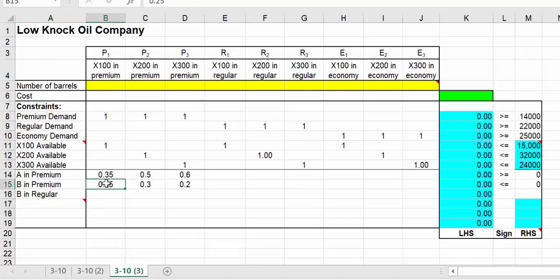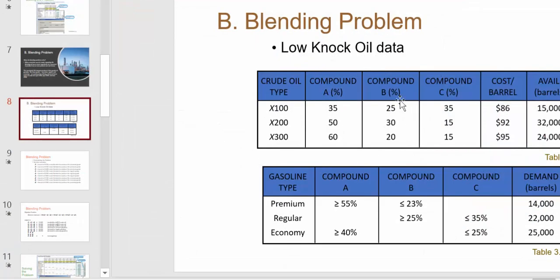Okay, now B in regular, we can copy this because this is B in premium. So this is the B that's in the gas. But we don't put it underneath, we put it over here where the regular is. All right, and you can see how we've lined that up. So again, 25% of X100 is B, 30% of X200 is B, and 20% of X300 is B. And again, this comes from the table here, 25, 30, and 20.